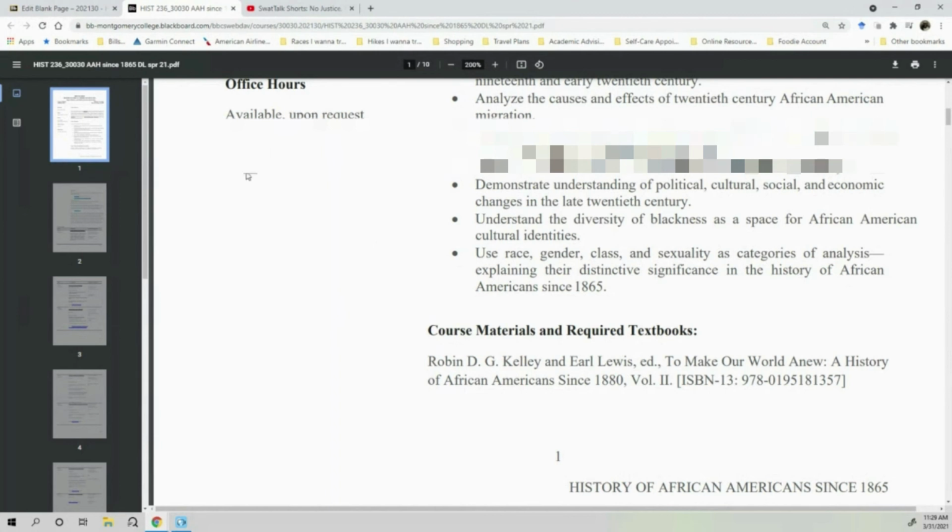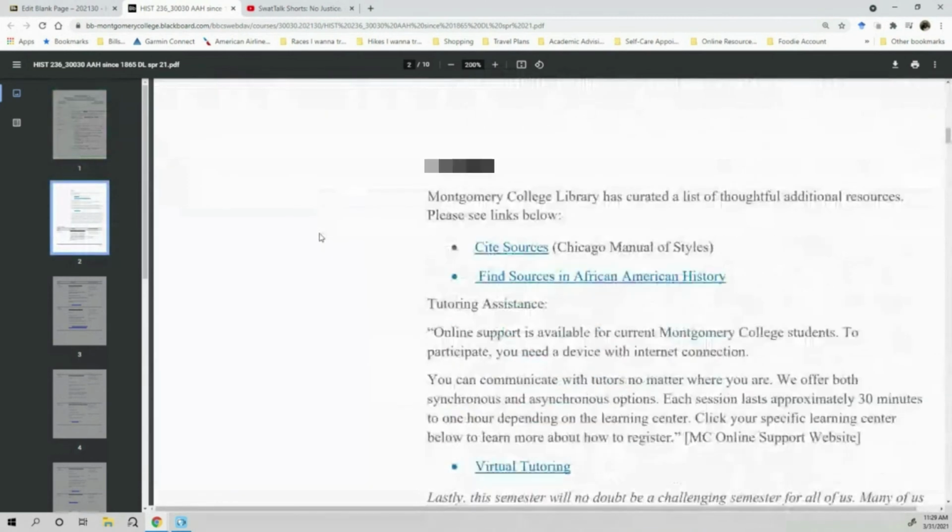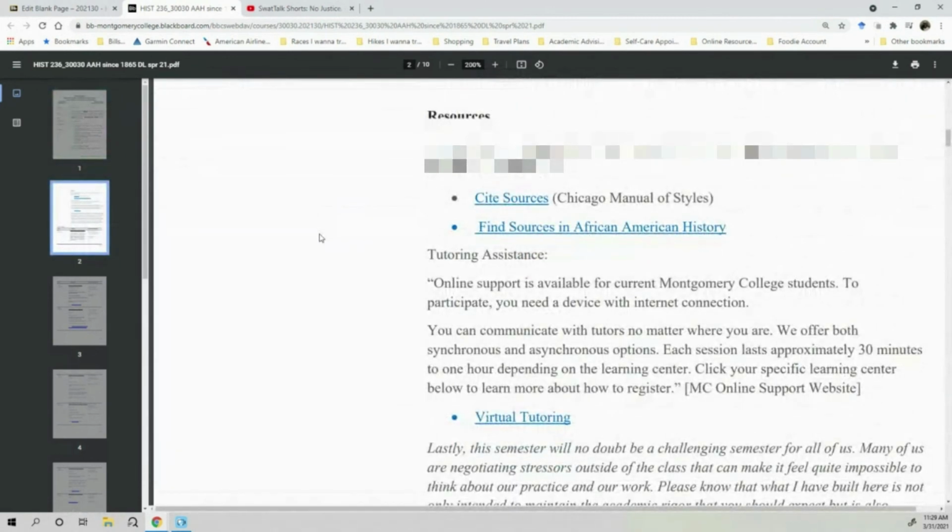You see that the course reading is a textbook primarily by Robin D.G. Kelley, the brilliant, preeminent scholar, and he's the editor along with Earl Lewis. The book we're looking at is To Make Our World Anew. So that's a textbook. I hope you've already purchased it. I noticed that the library has some digital downloads available, but I believe from checking with them that there's a limited amount. That's the reason why I assigned the book itself, because I didn't want anyone to get stuck thinking they could have digital access and then the licenses ran out.